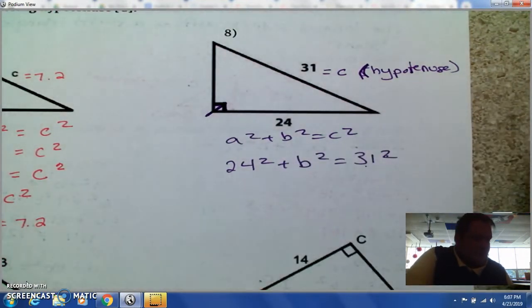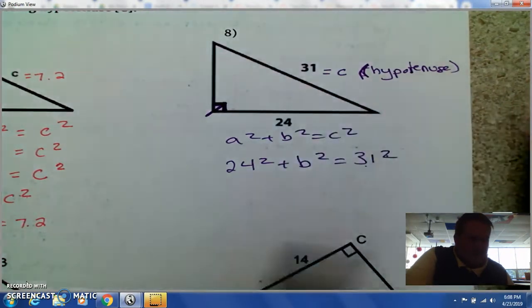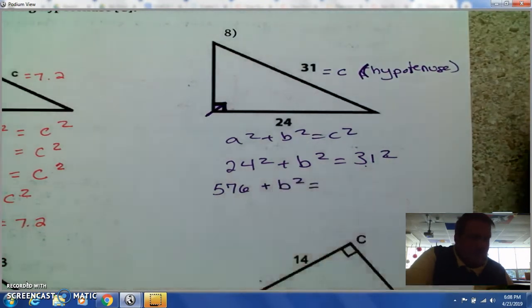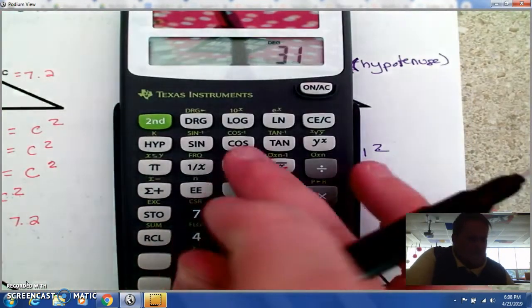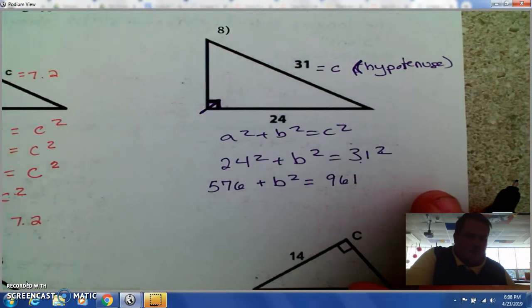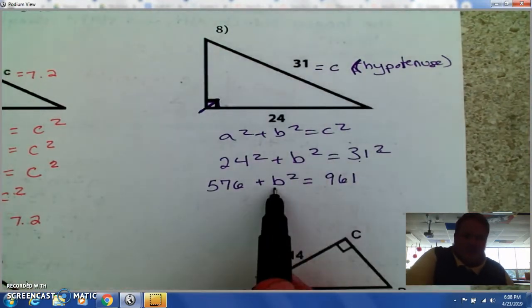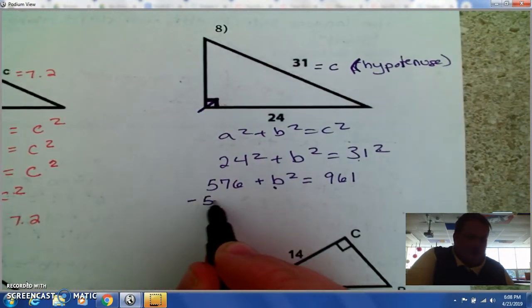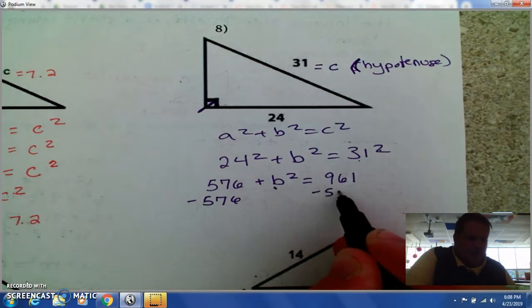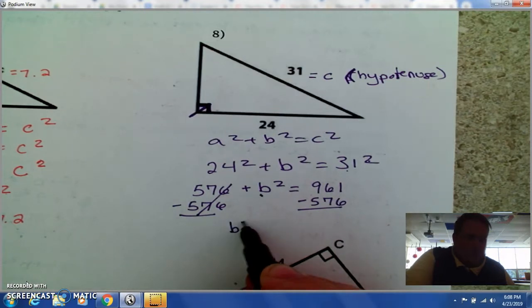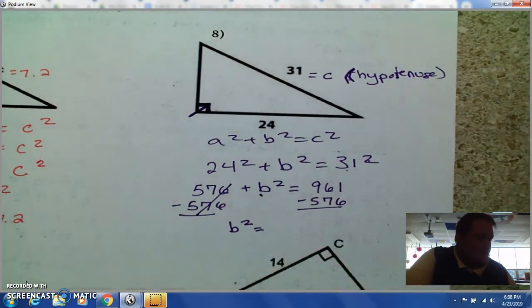24 squared, I think we said that was 576, plus b squared equals 31 squared would be 961. And in this situation, I'm going to solve it like an equation. I'm trying to solve for b, so I've got to get rid of this 576. I'm going to subtract it from both sides. Got rid of that, and I just have b squared equals, and subtract those two, I'll get 385.